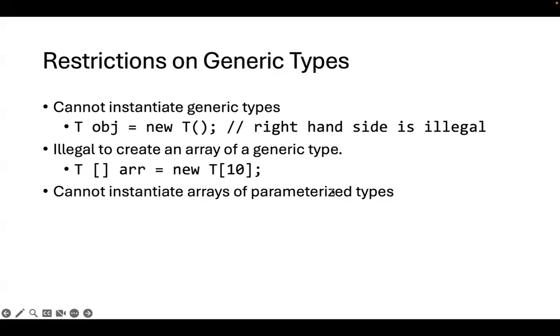Once we have generic types, we cannot instantiate them. We can declare them. We can't instantiate them because I don't know what T is, right? I don't know what that class looks like. That's just like a stand-in. It's my cardboard cutout for some type. And similarly, we can't create an array of that generic type.